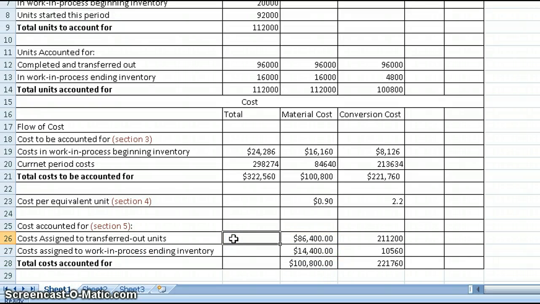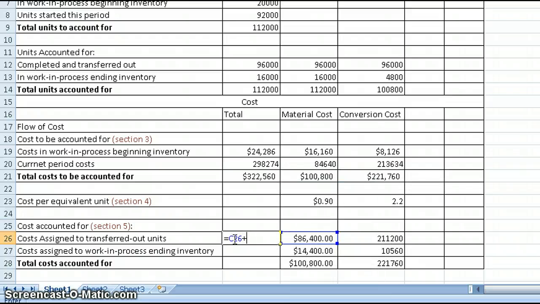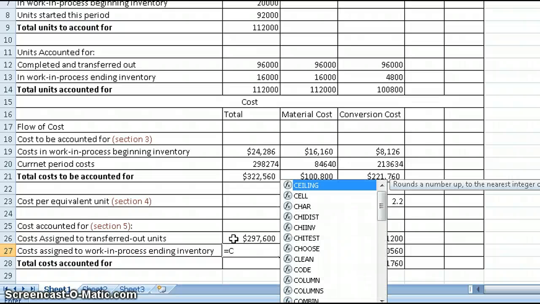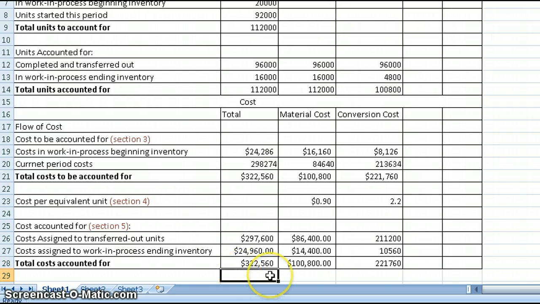To double check our work, we will take the cost assigned to transferred out units and the cost assigned to work in process inventory and total them to double check with section 3 the total cost to be accounted for. With the amount $322,560, we can double check that our total cost to be accounted for matches our total cost accounted for.